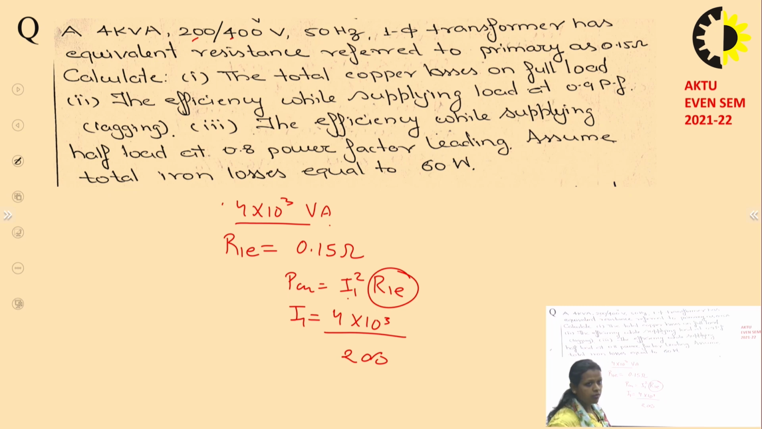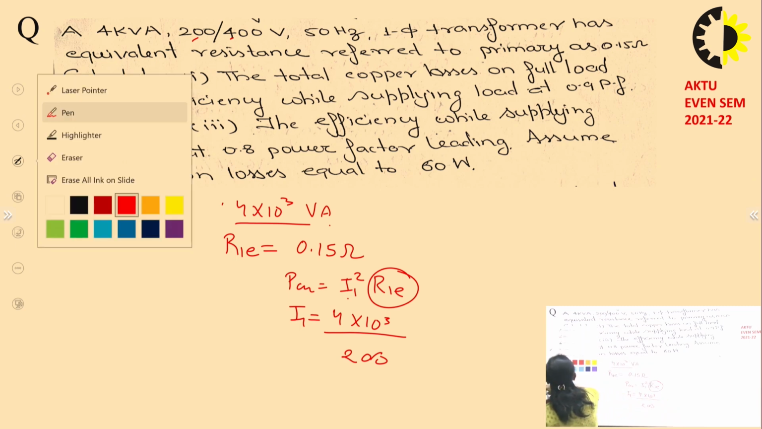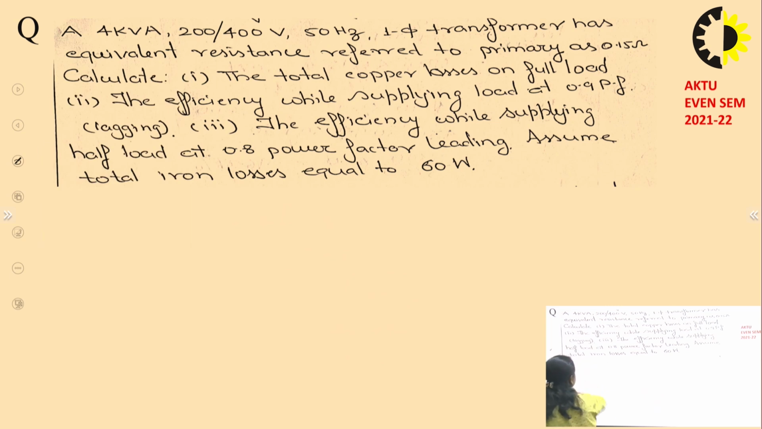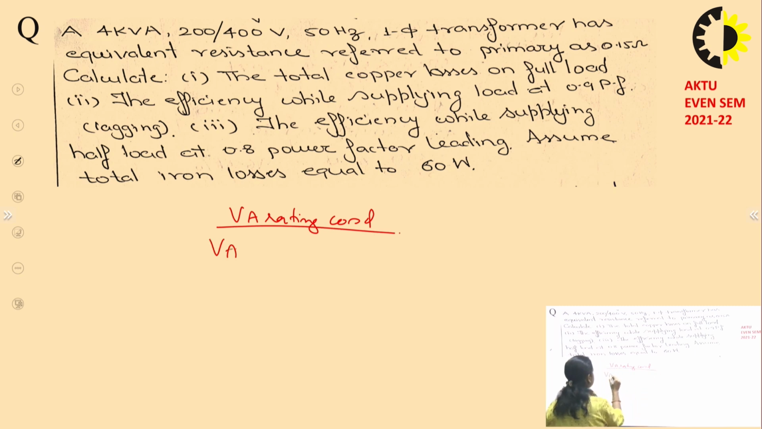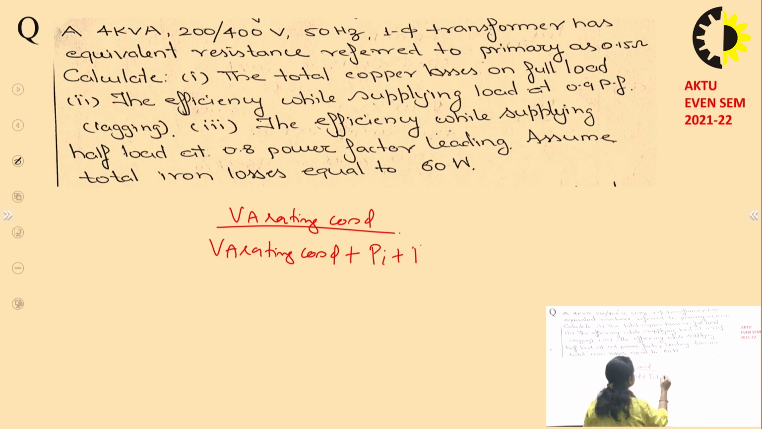Then the efficiency while supplying load at 0.9 power factor. So efficiency, how will you find the efficiency? We know the formula. Efficiency is equal to VA rating cos phi divided by VA rating cos phi plus iron loss plus copper loss, into 100, right?